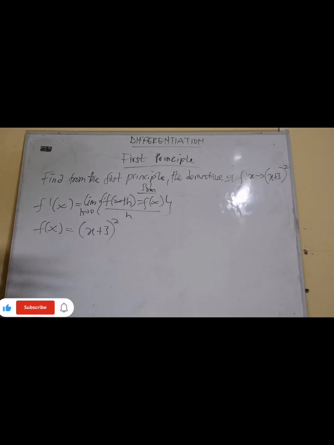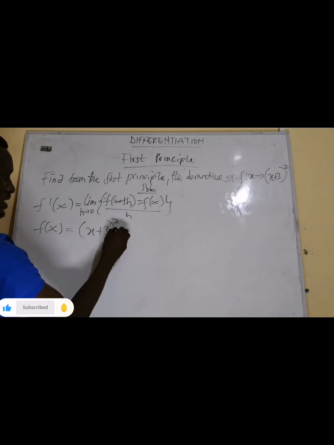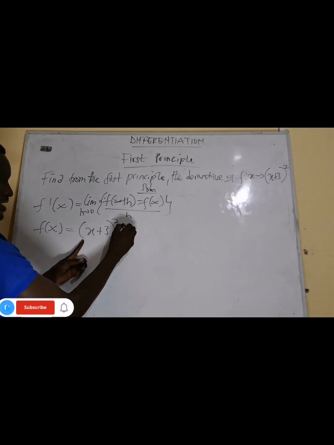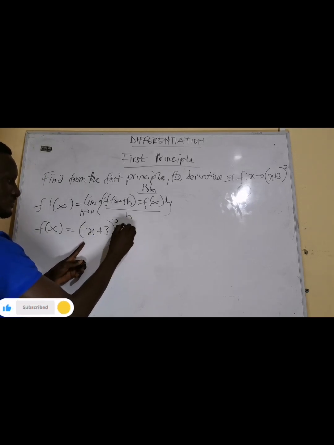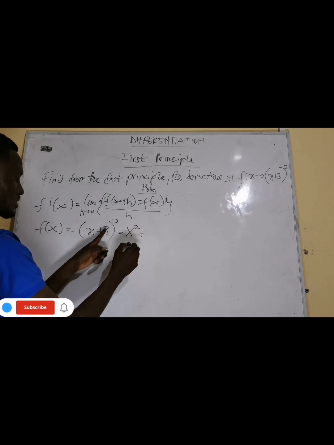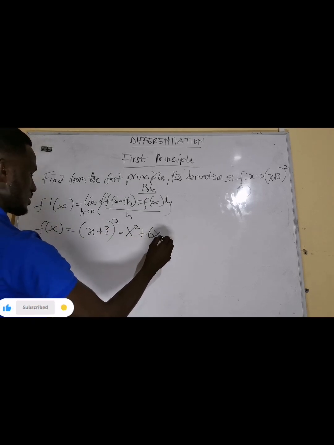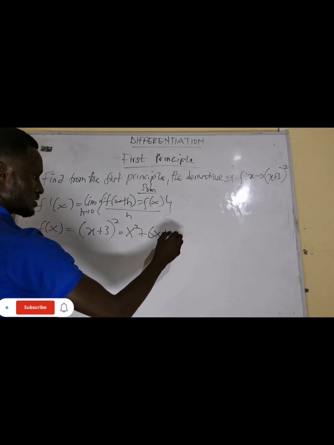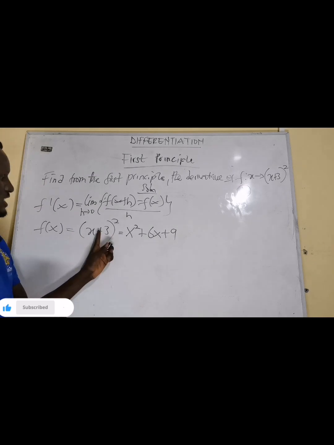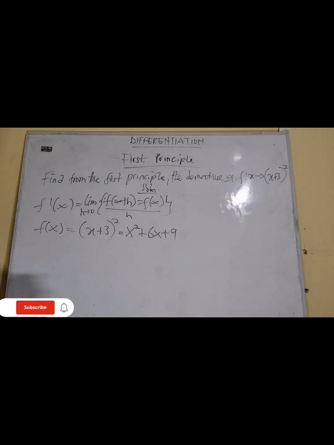Now to make the thing so simple, I will start by expanding this one. So let me expand this. When I expand this one, this is what I'm going to get: x squared plus 6x plus 3 squared, which is 9. It entails more.